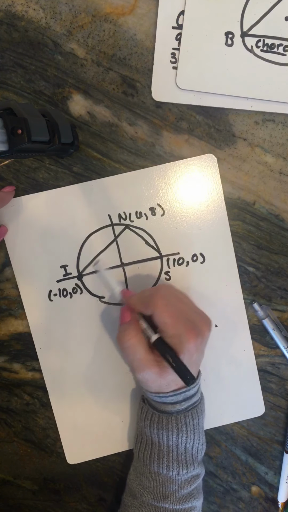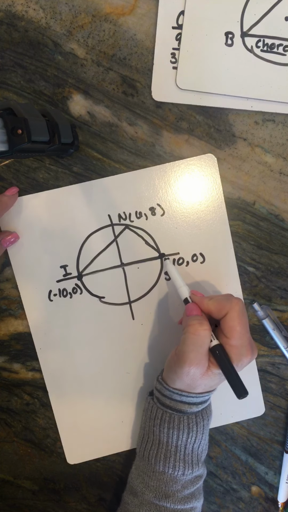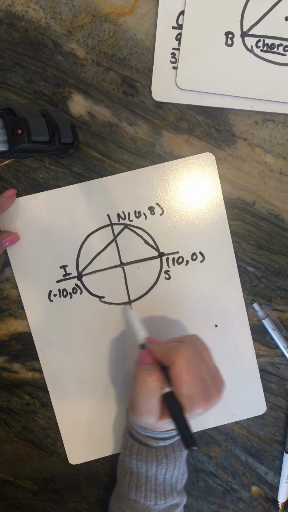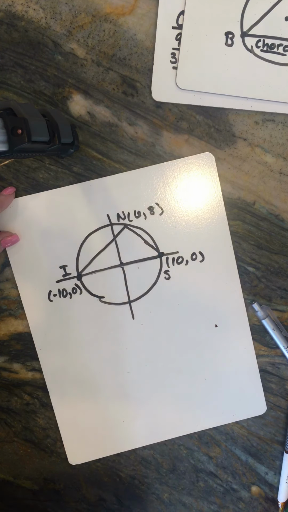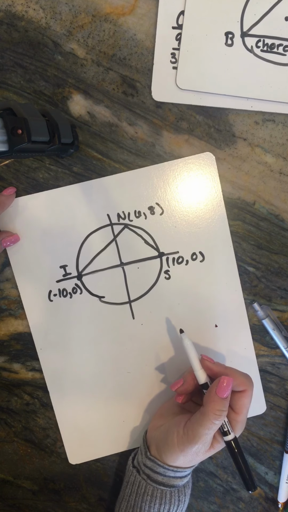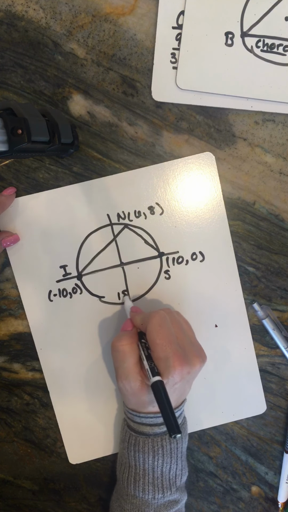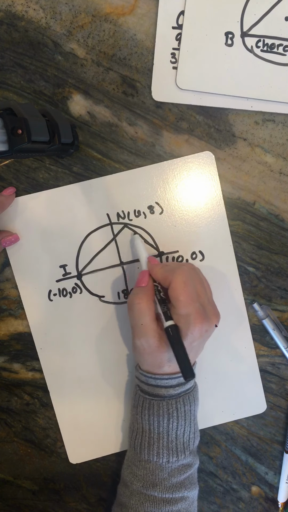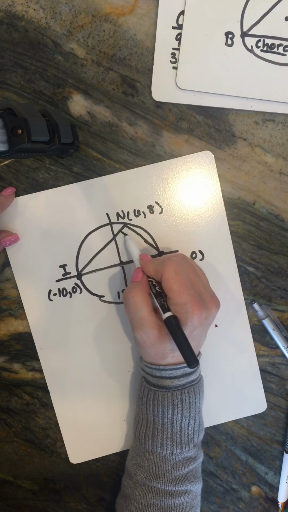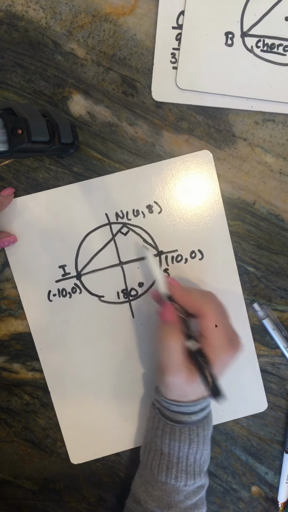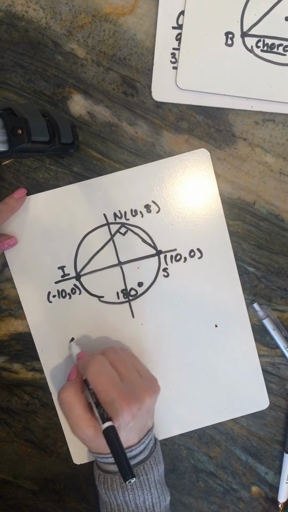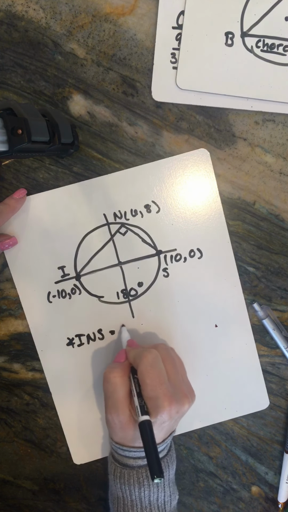So go back to our triangle. Look at this angle here. What arc does it intercept? IS. Well, what do you notice about IS? That's half of the circle, isn't it? What's half of 360? Pardon me, what's half of 180? There we go, half of a circle is 180. So this angle here is half of the 180, so it is 90. So that's what makes this a right triangle. All right, so we found angle INS equals 90 degrees.